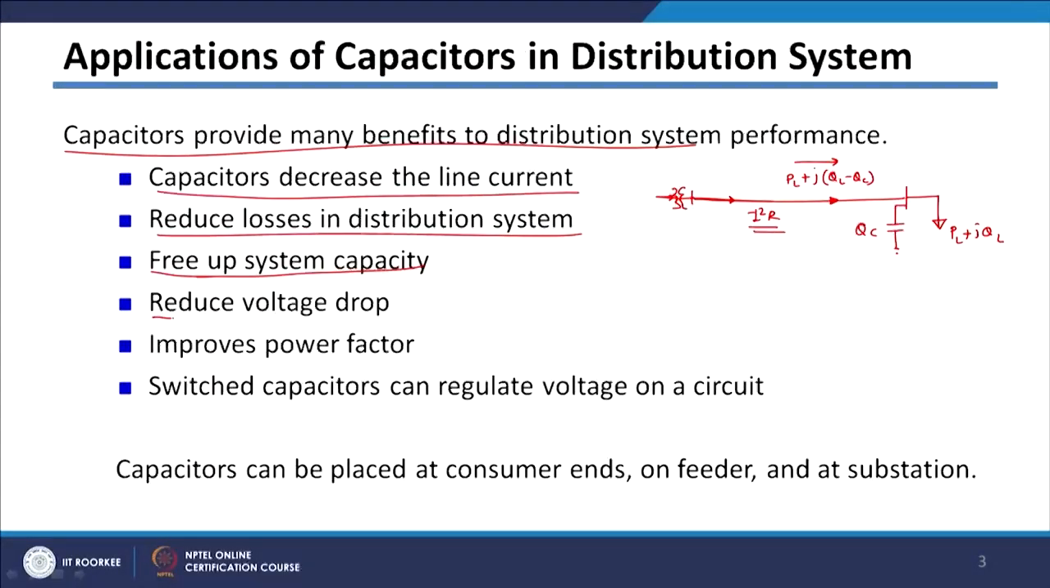Then it reduces the voltage drop. In this case also, since the current through the feeder from here to here is decreasing, the voltage drop, which is basically I multiplied by Z, will decrease.